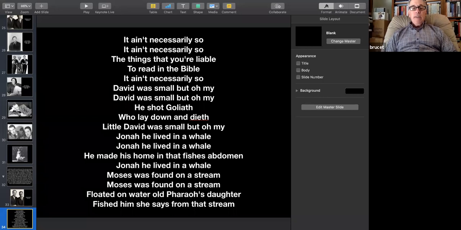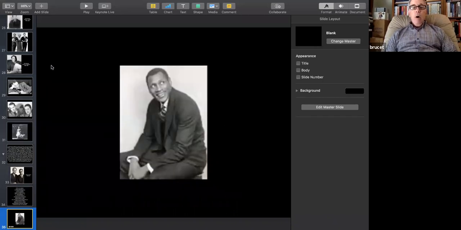We can look at them on the screen, but I think it would be better for us to hear them sung, and we'll hear a version of It Ain't Necessarily So by the great Paul Robeson. The one rhyme I would like to underscore, it's one of my favorites: Jonah, he lived in a whale. He made his home in that fish's abdomen. What a brilliant rhyme. The great Paul Robeson singing that great song.